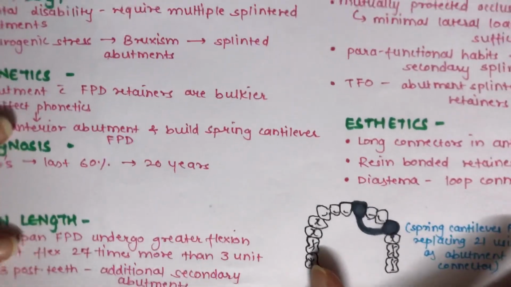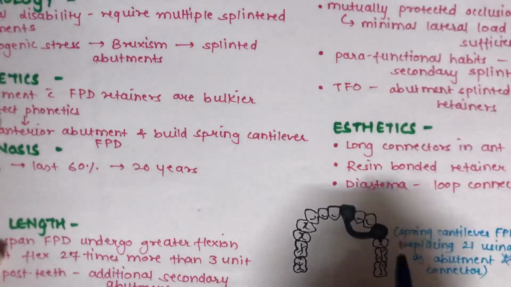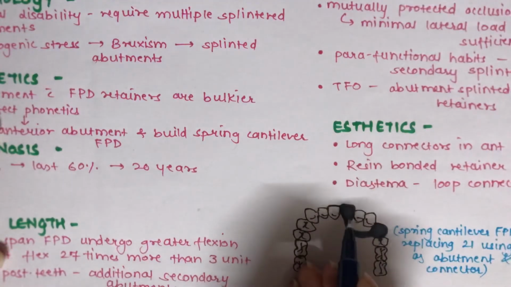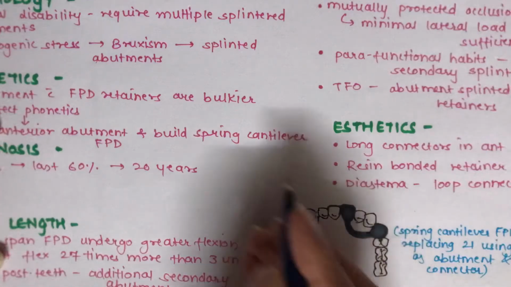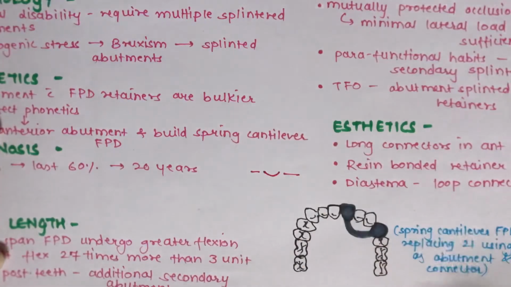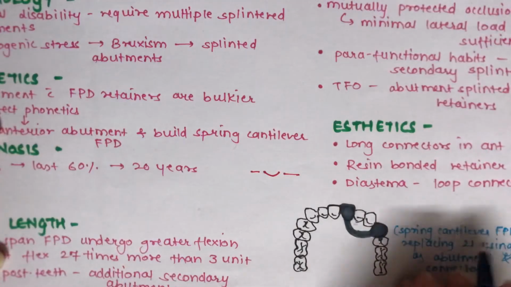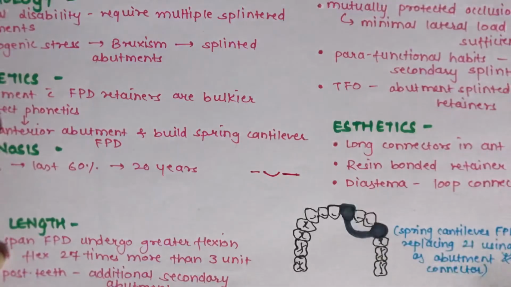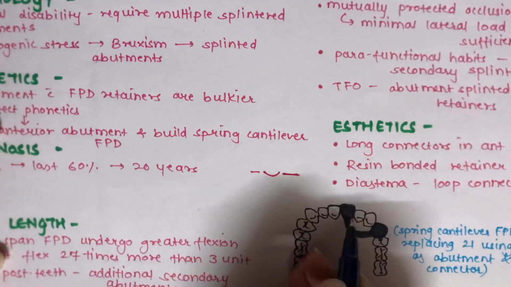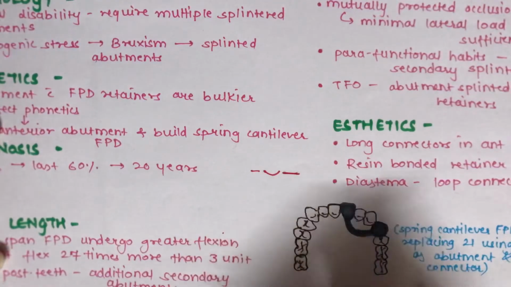So this is a picture for a spring cantilever. What exactly is the spring cantilever? A spring cantilever is when you have the abutment only on one side. The ideal is when you have abutments on both sides of the denture space. So cantilever is when you have an abutment only on one side, and spring is when the denture space is not adjacent to your abutment.